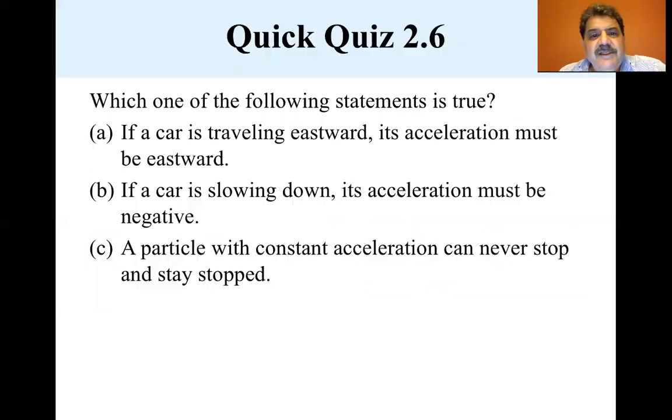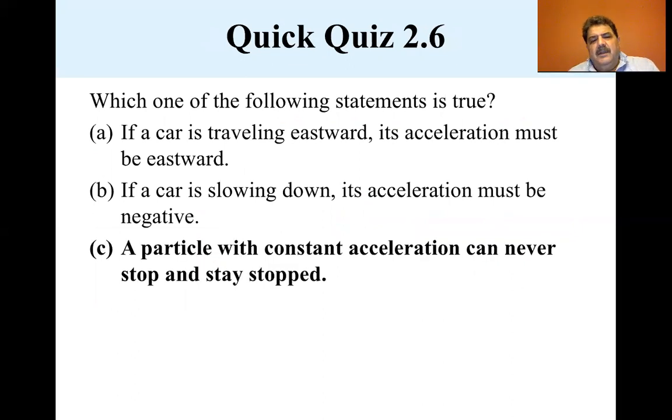Time for a quick quiz. Which of the following statements is true? A, if a car is traveling eastward, its acceleration must be eastward. B, if a car is slowing down, its acceleration must be negative. Or C, a particle with constant acceleration can never stop and stay stopped. Which of those is true? Well, it's C. A particle with constant acceleration can never stop and stay stopped.